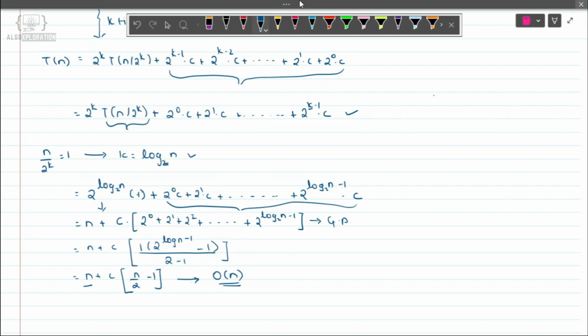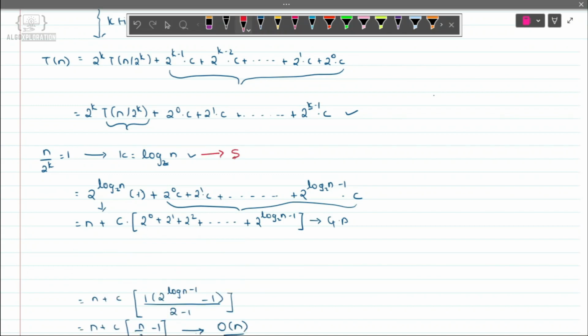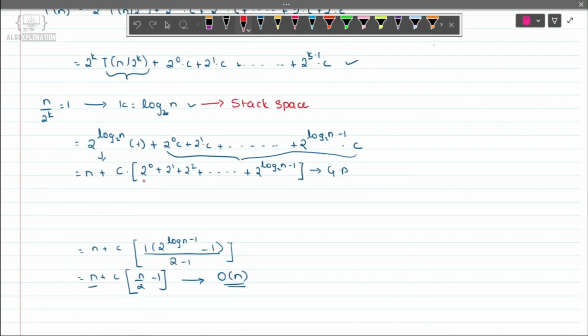Now observe here, this is the stack space. This is the cost at first level. This is the cost at second level. This is the cost at third level, and so on. And this is the cost at kth level.